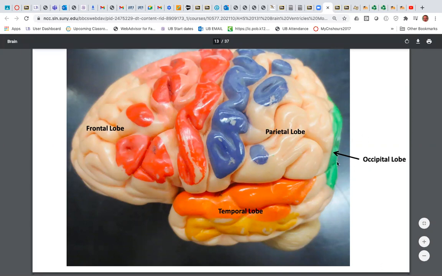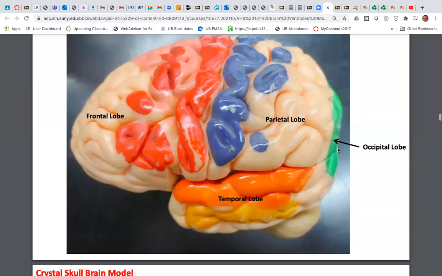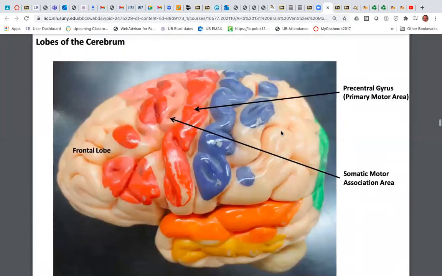The occipital lobe back here is your visual center. There are certain parts that allow you to see. Even though the eyes are the receptor for vision, they have the receptors for what you see, those signals are eventually sent all the way back to the brain, and your brain does the seeing and a lot of the interpretation of what you see.